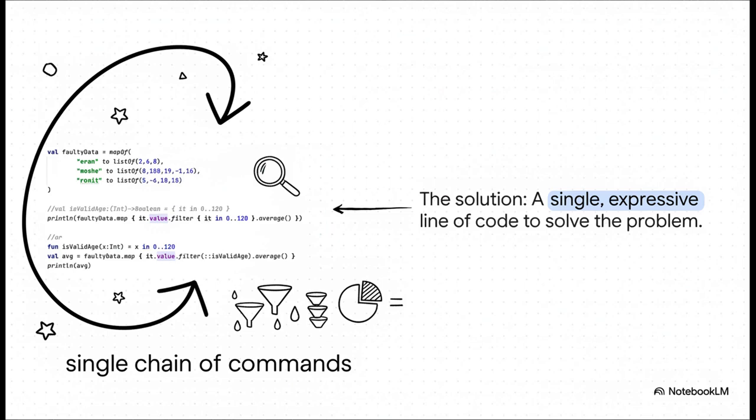And here's the solution. I mean, look at that. Isn't that just beautiful? In one single chain, we tell the system exactly what we want. We map over the values, which are the lists of ages. For each list, we filter it to keep only the ages between 0 and 120, and then we just call average on what's left. This one line of code tells the entire story of what we want to do.